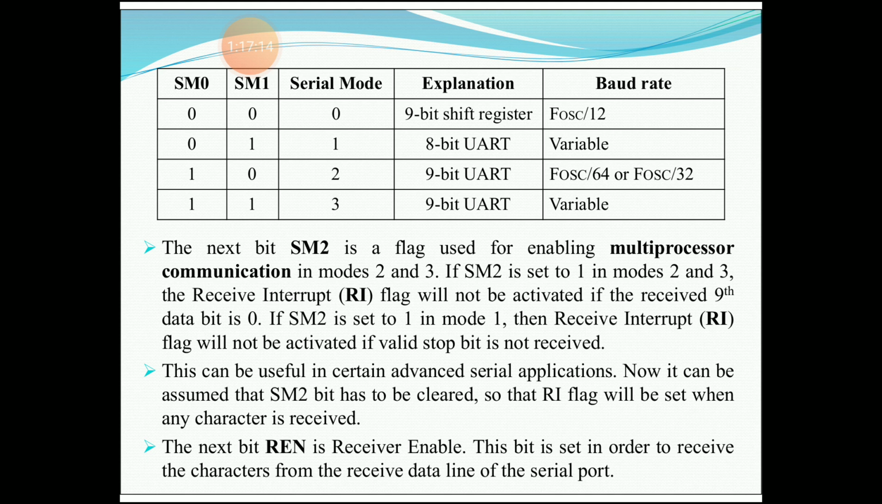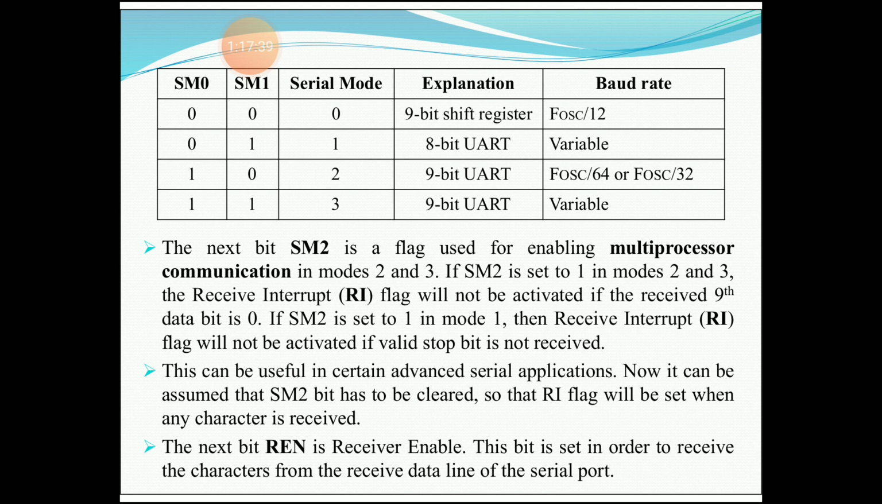The next bit SM2 is a flag used for enabling multiprocessor communication in mode 2 and mode 3. If SM2 bit is set to 1 in mode 2 and mode 3, the interrupt flag will not be activated if the received ninth data bit is 0.